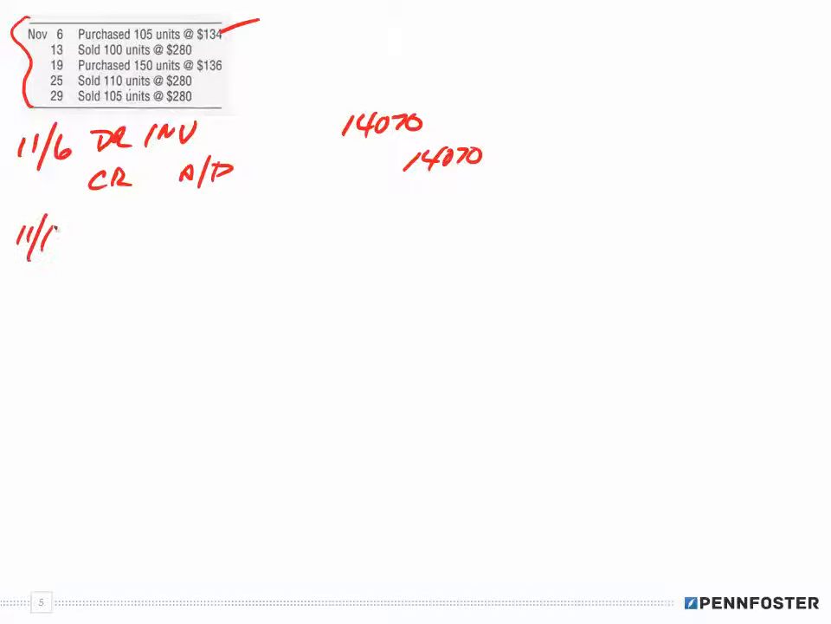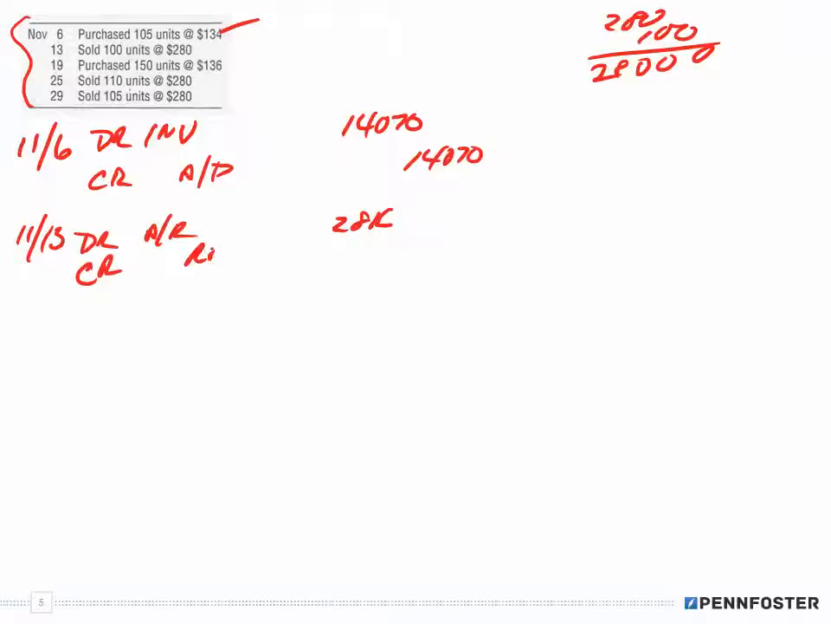Now on 11.13, I'm going to sell 100 units at $280. So 100 units at $280, so 280 times 100, 28,000. Right? Well, if I'm selling those units as an accounts receivable, because remember we're selling them on account, my accounts receivable goes up, so I'm going to debit my accounts receivable for 28,000, and I have to credit something else, and of course that's going to be a sales revenue account for 28,000.